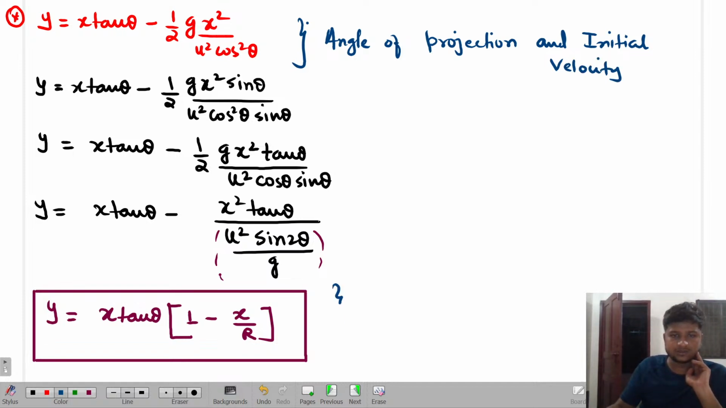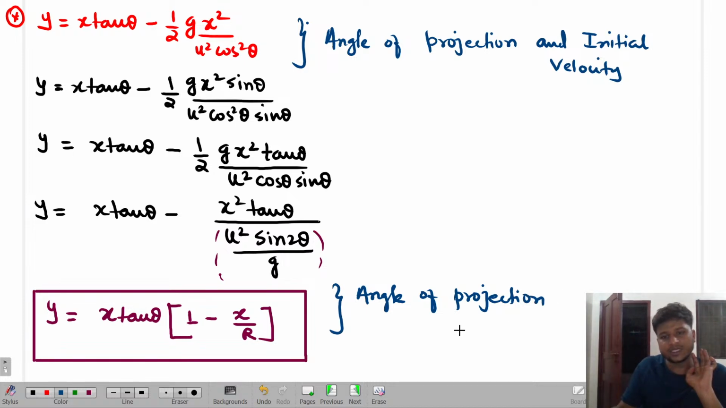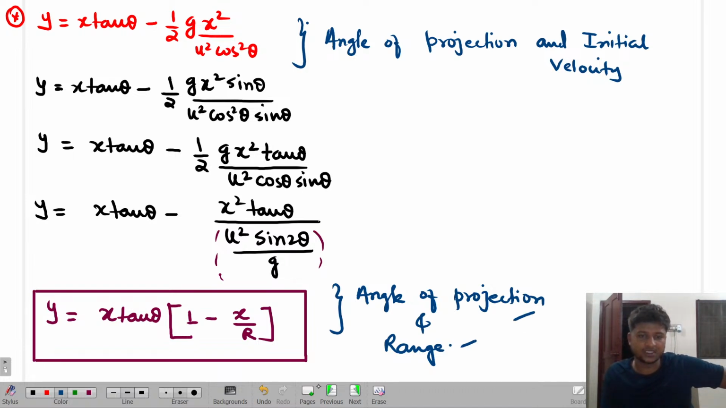While this equation has no angle of projection, this equation involves angle of projection but without initial velocity, it includes the range. So remember that whenever in the question range is given, angle of projection is given, or an equation of trajectory is mentioned, then you can find x and y coordinate. Whenever angle of projection and initial velocity are given, then you can use this formula to find the equation of motion.